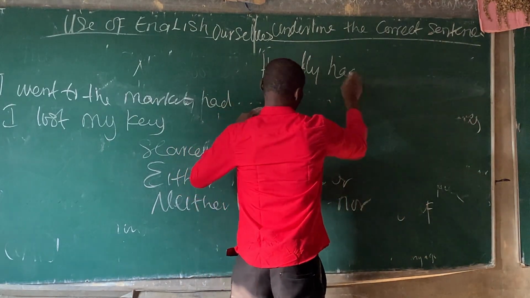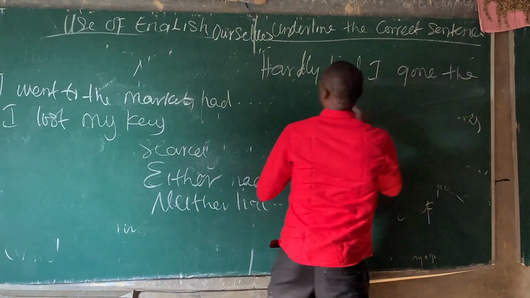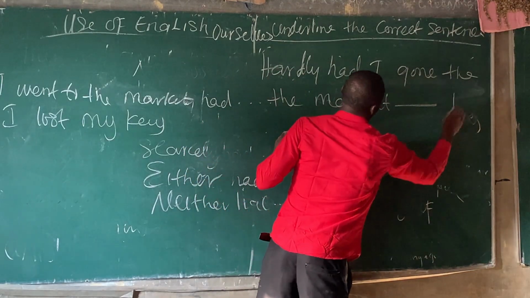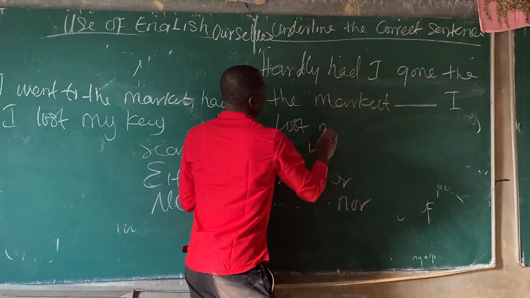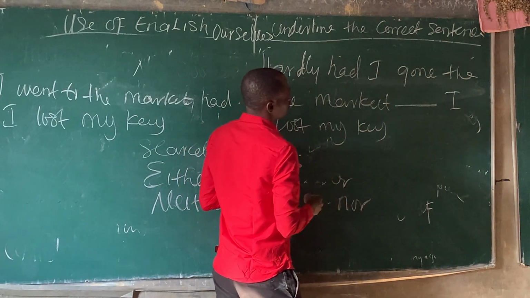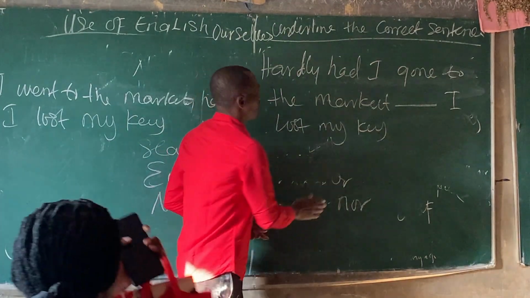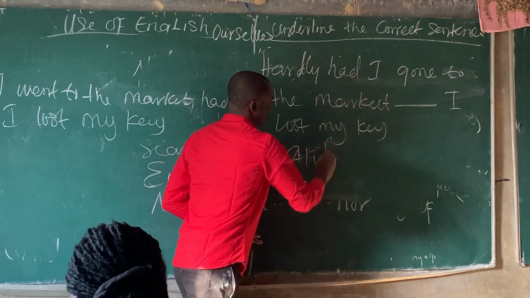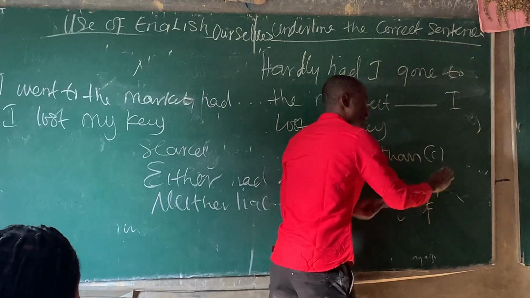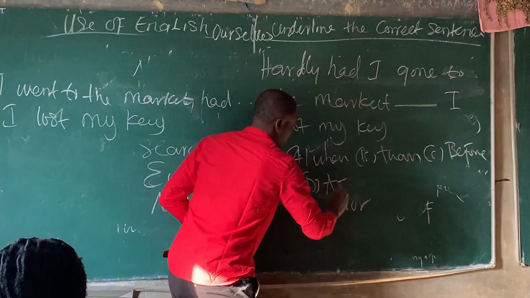Hardly had I gone to the market, dash, I lost my key. What's the answer? A, when. B, done. C, before. D, after. You will see those in your JAMB question.